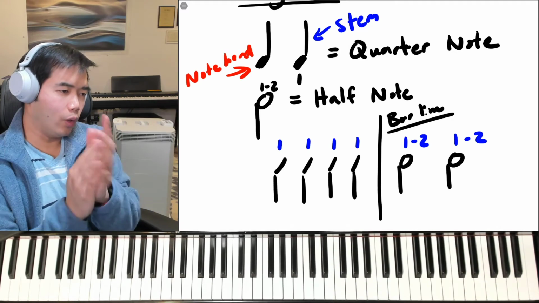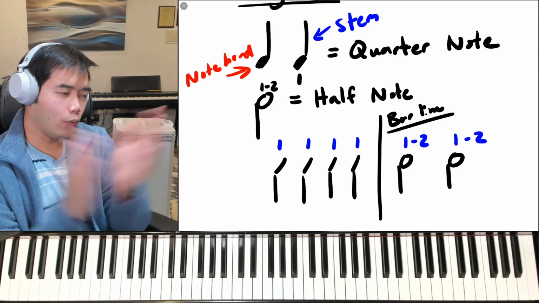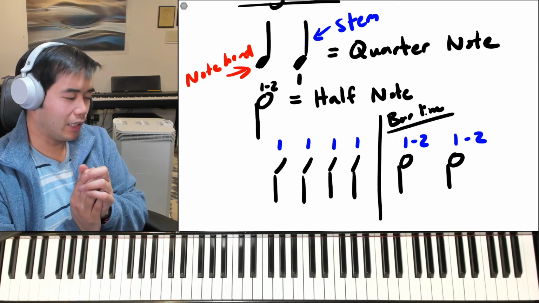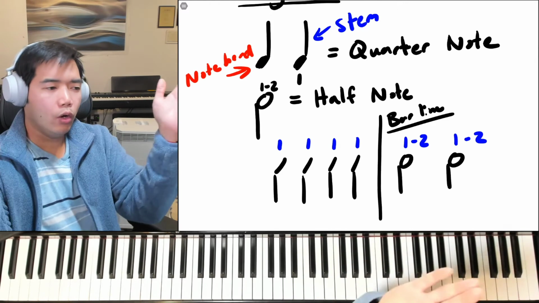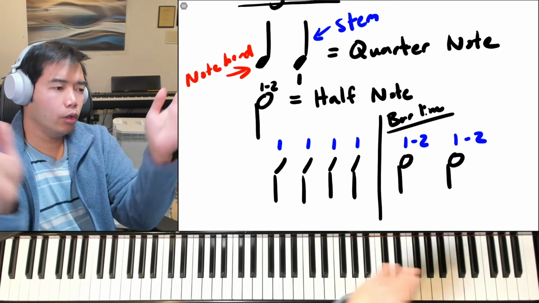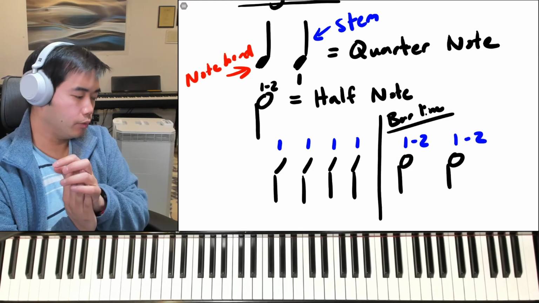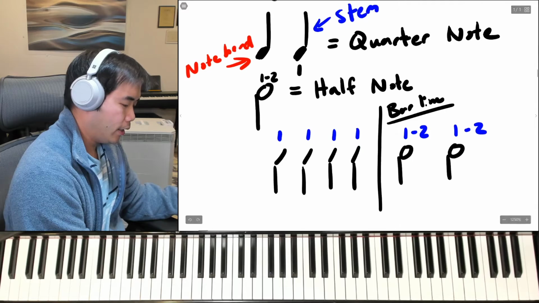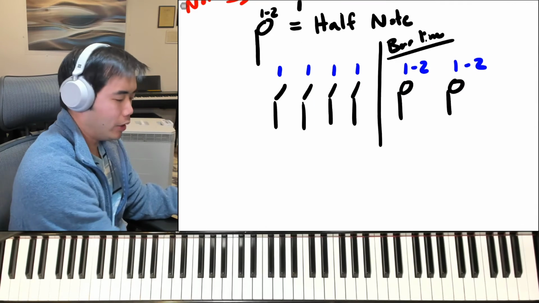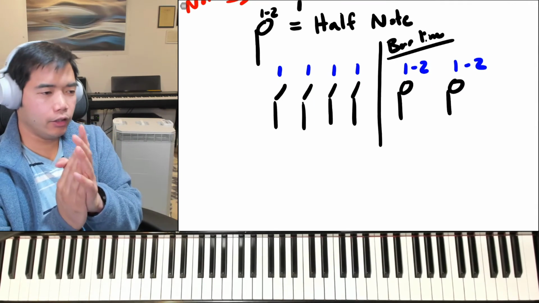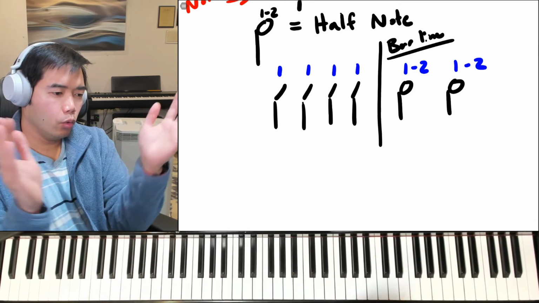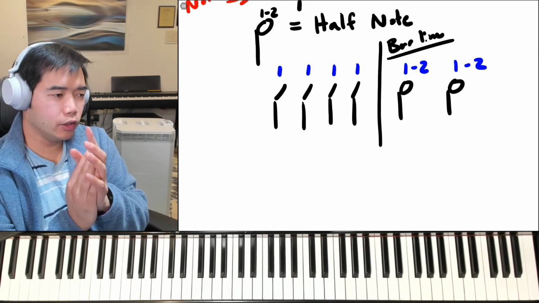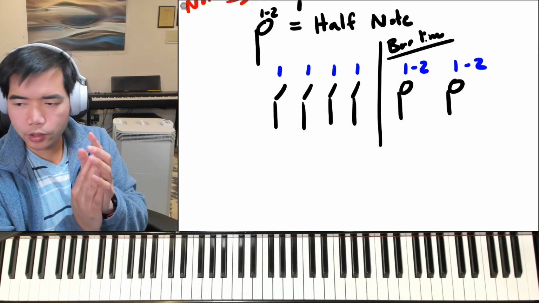1, 1, 1, 1. And now let's try clapping the next bar with the half notes. Here we go. 1, 2, 1, 2. And then let's try doing it without stopping. Ready and go. 1, 1, 1, 1, 1, 2, 1, 2.